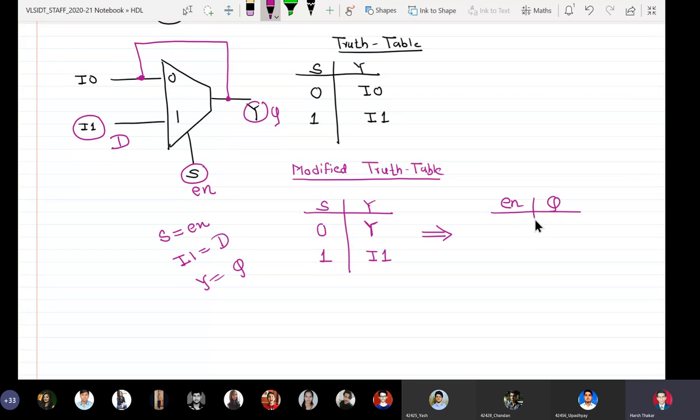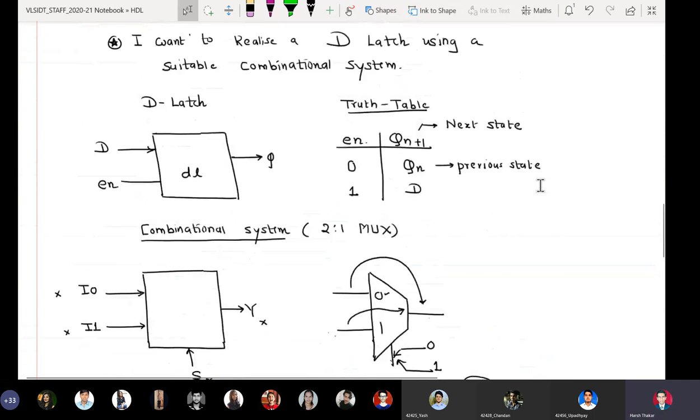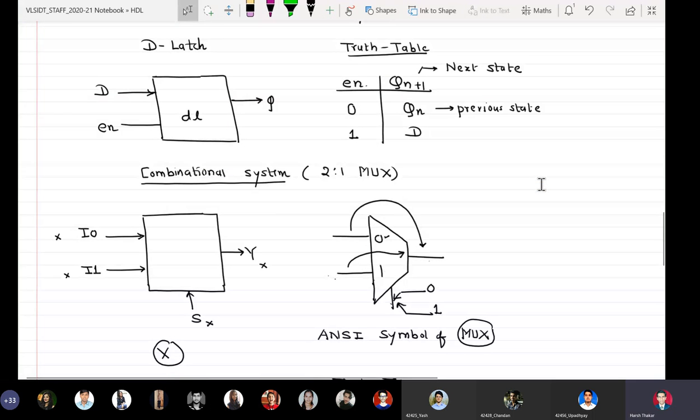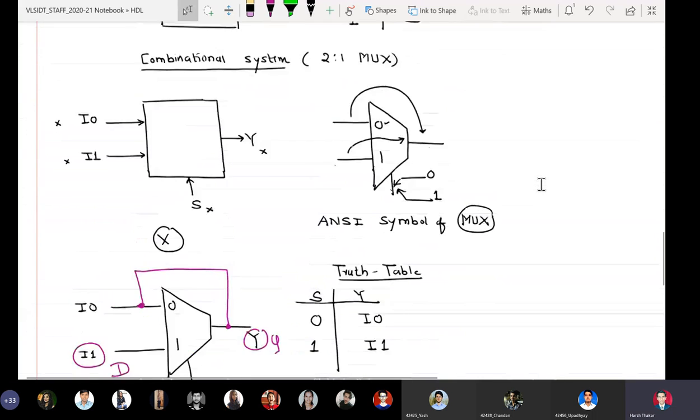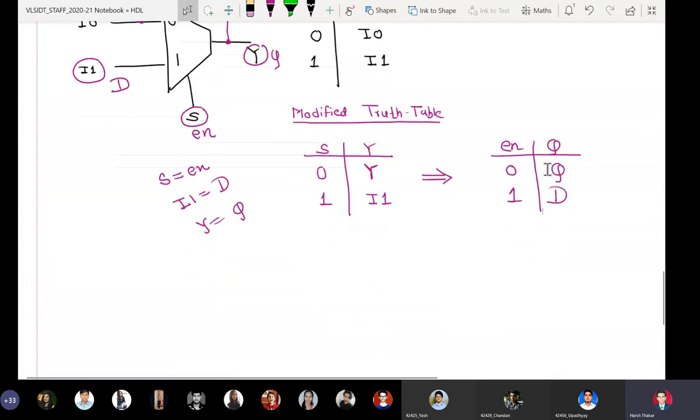And now the functionality remains the same. If En is equal to 0, I get Q. If En is 1, I get D. What is the truth table now? See here, compare the truth tables now. Same. En 0, 1; Q n and D. Very simple.